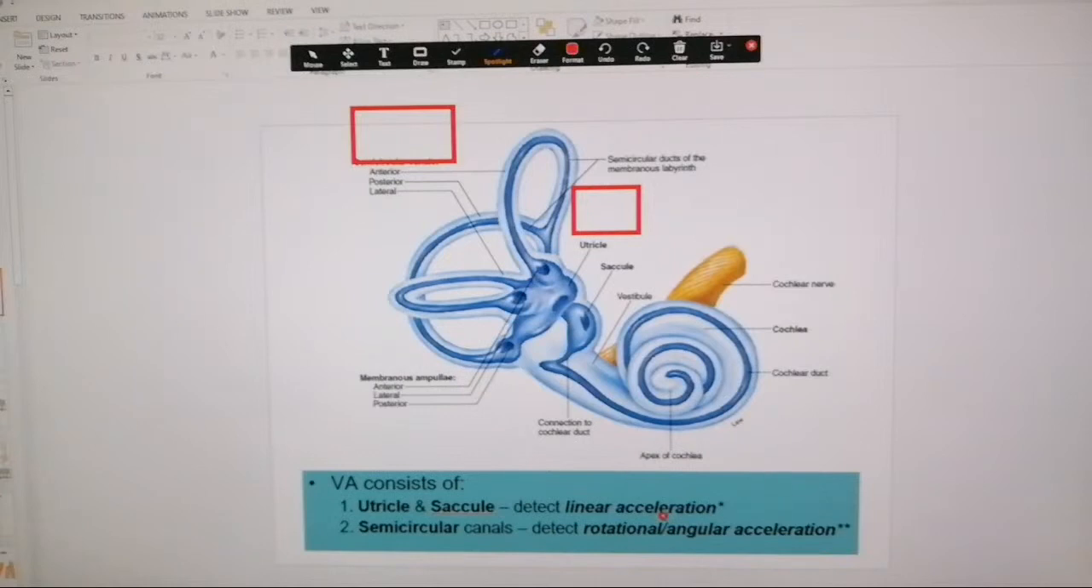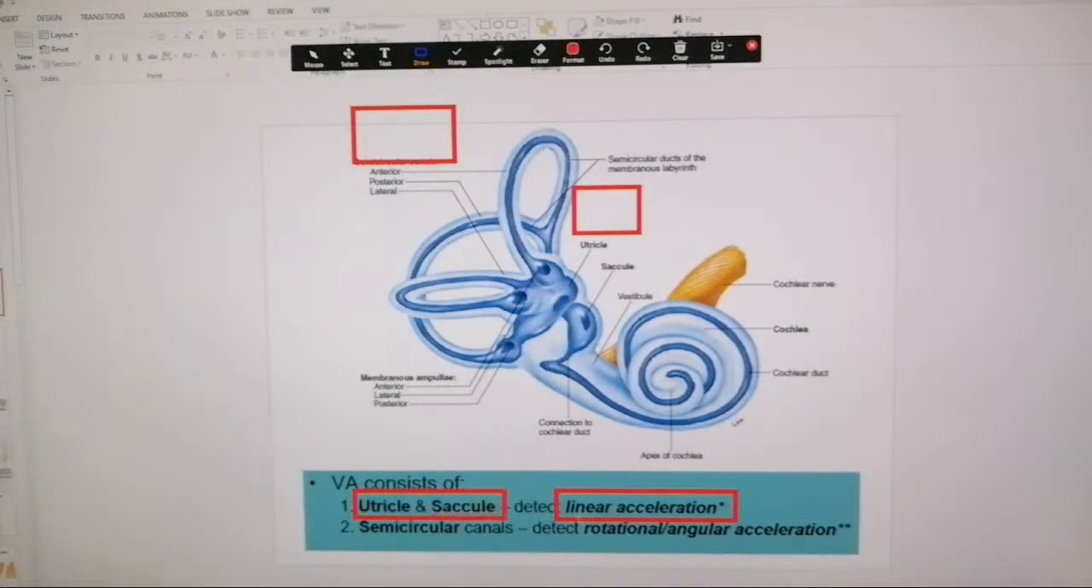These are basically receptors. Now we are going into the physiology of things. Utricle and saccule are receptors. This is a receptor. This is a receptor. What do they do? Receptors detect things, right? Because they are receptors. So what they detect is linear acceleration. Utricle and saccule detect linear acceleration.